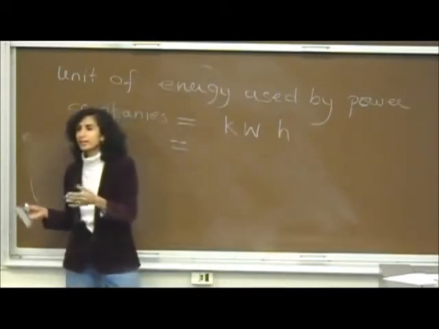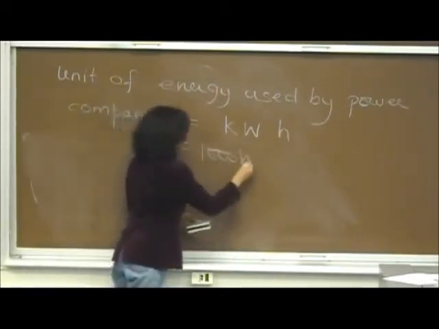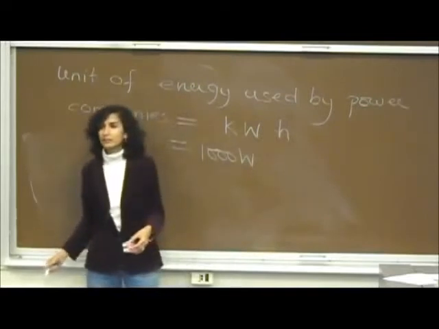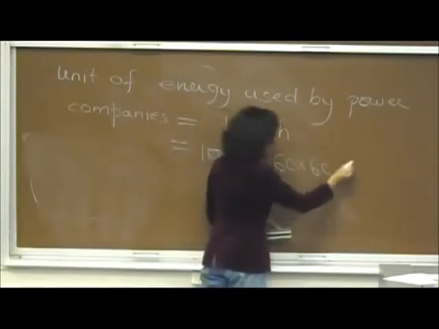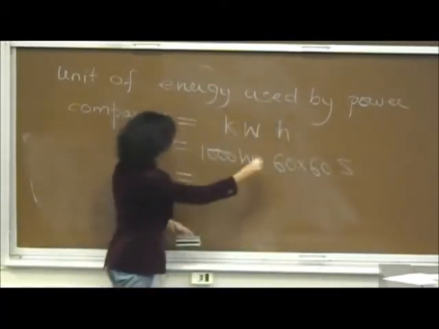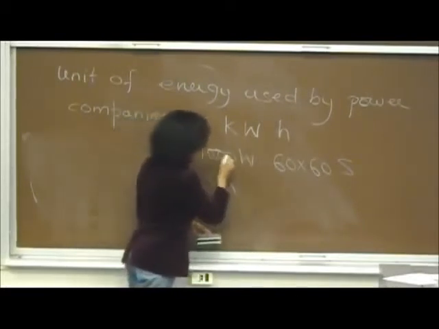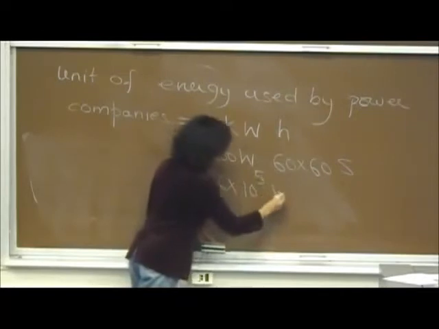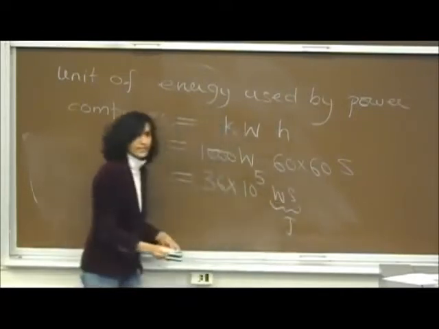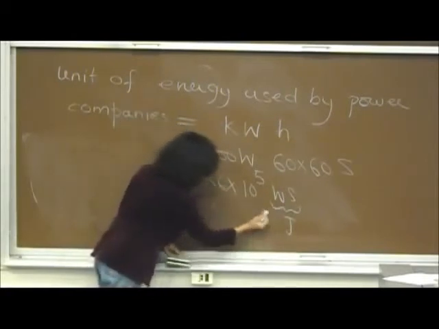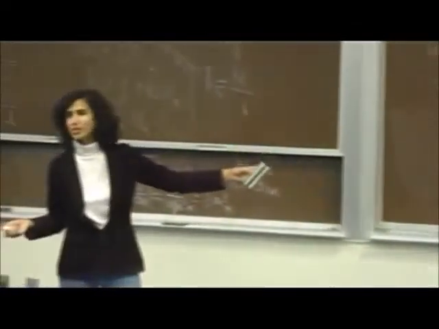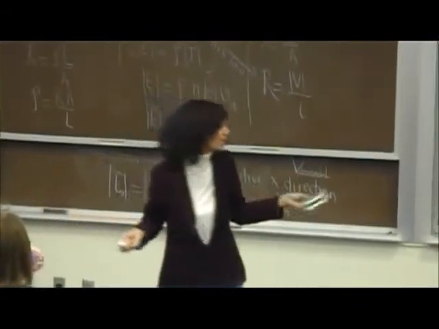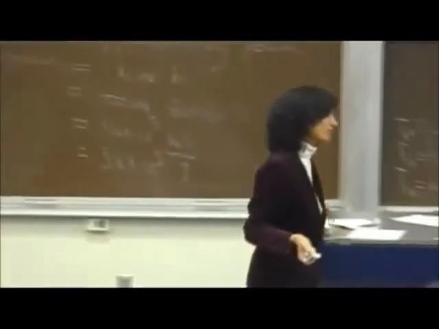Kilowatt, how many watts is that? 1000, thank you. Hour, how many seconds is that? Right, 1 hour is 60 minutes, and each minute has 60 seconds, so this many seconds. So basically this is 36 times 10 to the power 5 watt second. Is watt second joules? Yes, watt times second. So basically this is 36 times 10 to the power 5 joules. The reason they don't send you electricity bills in joules is because you can see that number is going to be so huge. They would rather do it in kilowatt hours.